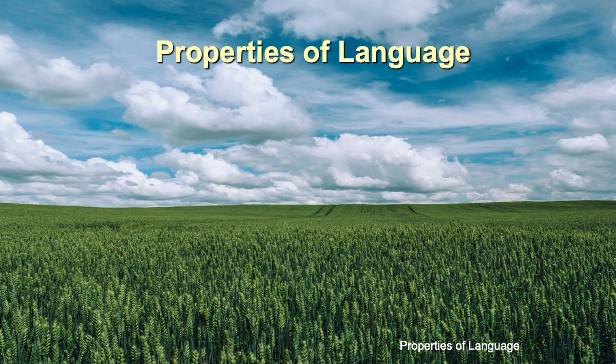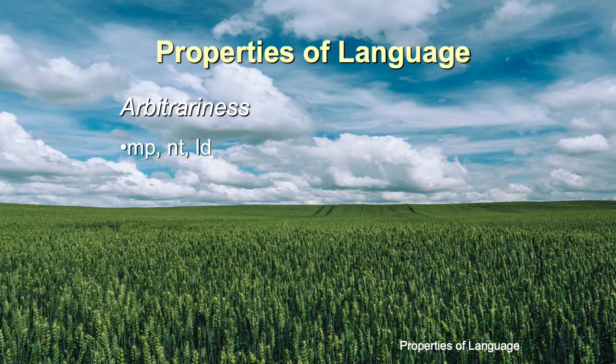We continue learning about communication and language by first talking about the properties of language. We talk about the arbitrariness of language, which is the relationship between the strings of sounds that make up words, and the meaning of these words is arbitrary.